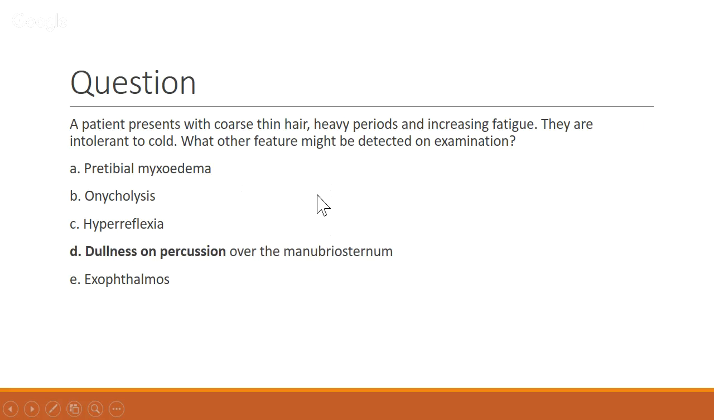Okay, it's actually D. Sorry, for the purposes of Monash, pre-tibial myxedema only refers to Graves. And these are all only found in Graves. These are all only found in hyperthyroidism as well. Dullness on percussion over the manubrial sternum is just referring to a goiter, and a goiter can be found in either hyper or hypothyroidism. Any questions?